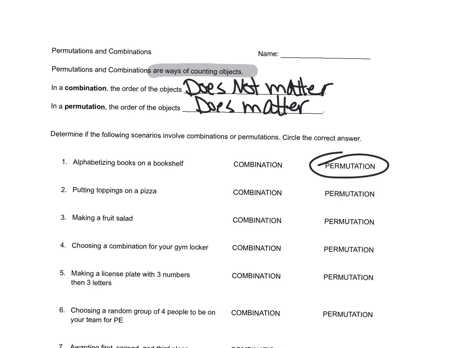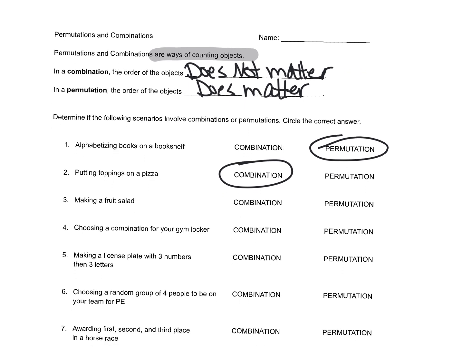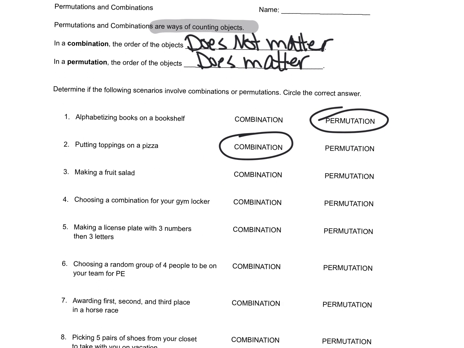Putting toppings on a pizza, honestly, it doesn't matter if you put pepperoni on first and then hamburger, or sausage then hamburger. It doesn't really matter when we're talking about just the toppings. So that would be a combination. A fruit salad, it doesn't matter if you put in the strawberries before the grapes, so that would be a combination. Choosing a combination for your gym locker, you know that you have to put the combination in the correct order, so the order does matter on that, so we'd be at a permutation.